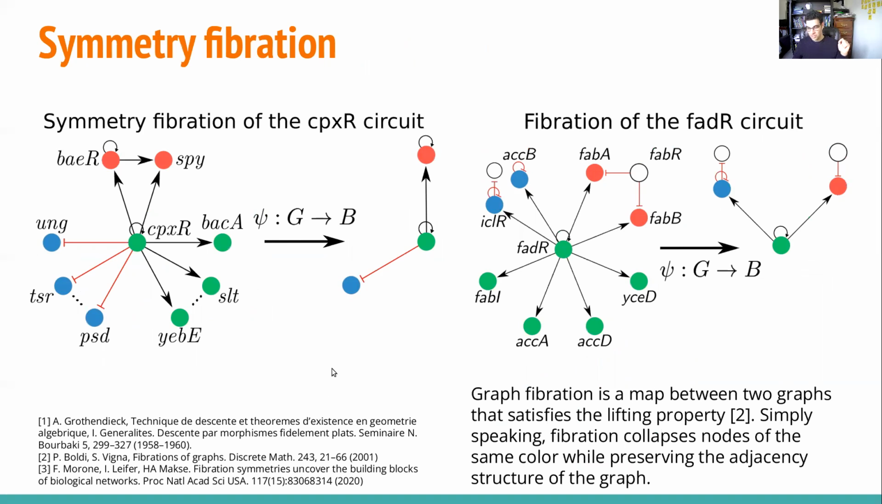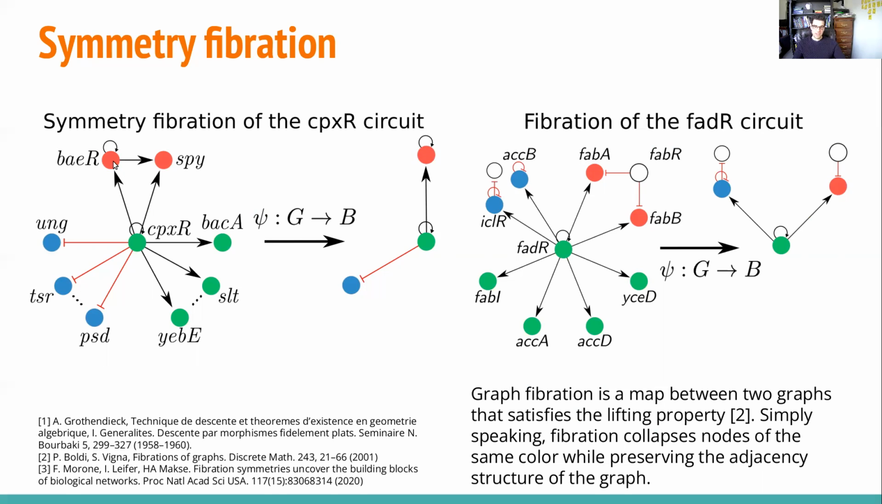So what are fibrations? Well, fibrations are maps between two graphs. So fibration P here is a map between two graphs. This graph is G, and this graph is B, which is called the base. This transformation satisfies a property that's called the lifting property. What it means is that it collapses all the nodes in the fiber. It takes all the nodes that are in the same fiber, collapses them, and the new reduced graph has the same topology, I'll show why I'm saying it in quotes, as the original one.